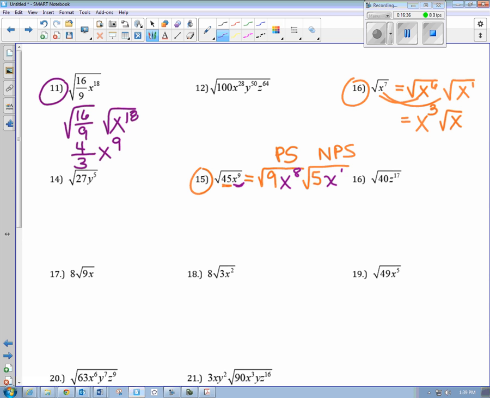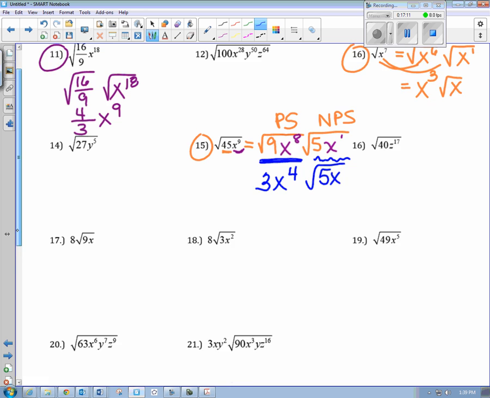When you get to this point and you've separated everything appropriately, every single thing that's in your first radical should be able to be square rooted. So square root of 9, 3. Square root of x to the 8th, x to the 4th. Everything that's in your second radical is unable to be square rooted and stays the way it is. So 3x to the 4th, radical 5x is my final answer. And these problems can get much more difficult as you go through. I'm actually going to go ahead and jump down to question number 21 now.